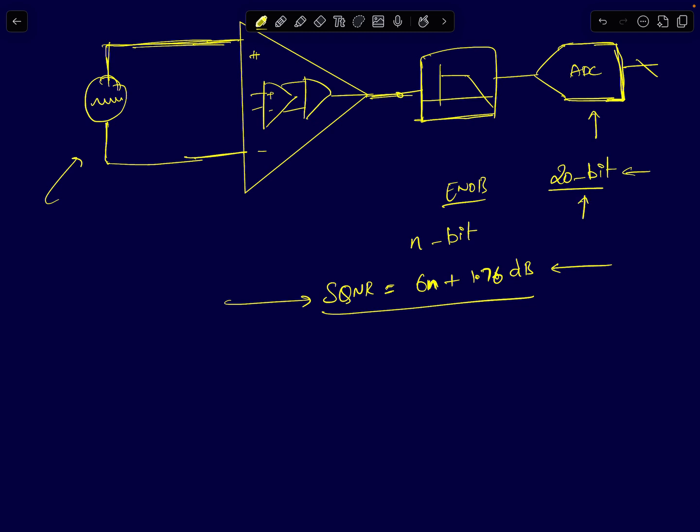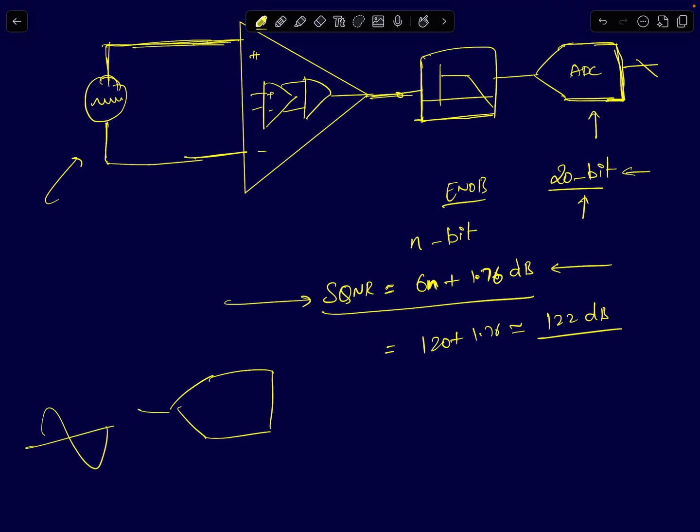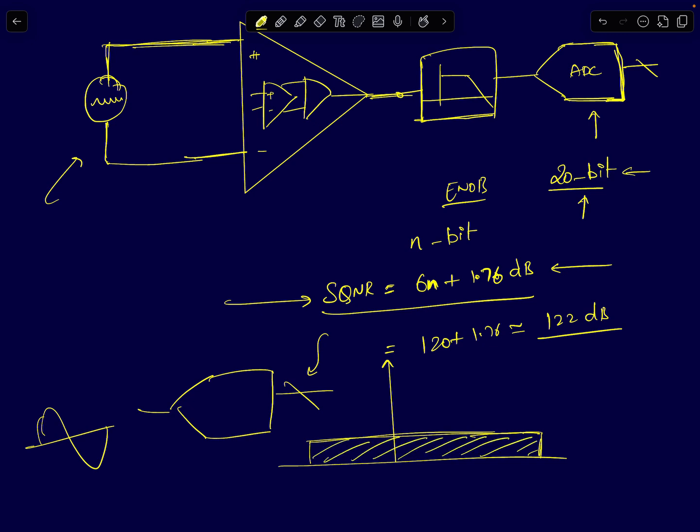Now for a 20-bit ADC, this corresponds to 120 plus 1.76. I'll approximate it to 122 decibels. So if I feed a sinusoidal input to the ADC and plot the spectrum at the output of this 20-bit ADC, you should see a tone, and let's assume the quantization noise looks like a noise floor. Then the signal power to the noise power, assuming it to be white noise, should be 122 decibels.